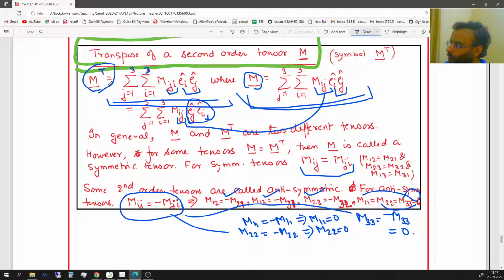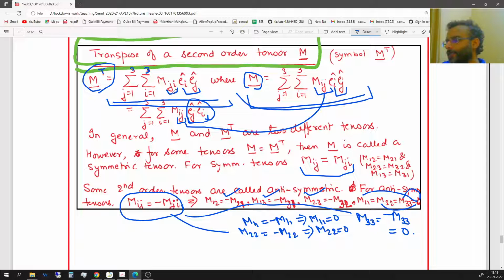So the way a transpose is defined is, you change the order in which the indices of M are appearing and leave the order in which the dyads are appearing. That will become the transpose of M tensor. Okay? Mji Ei Ej, with double summation of course, represents the M transpose tensor.